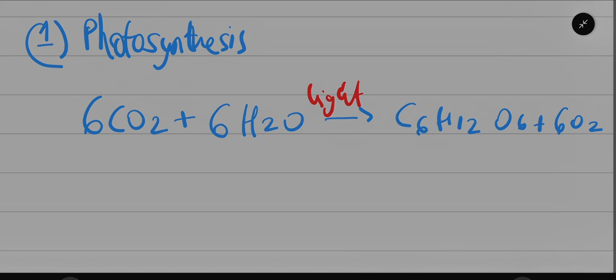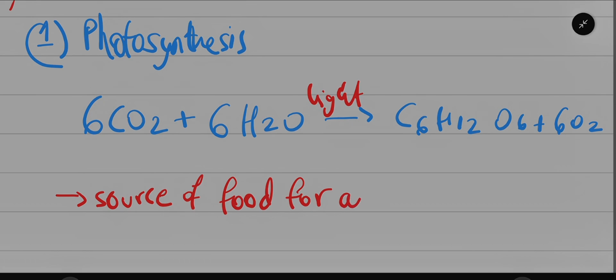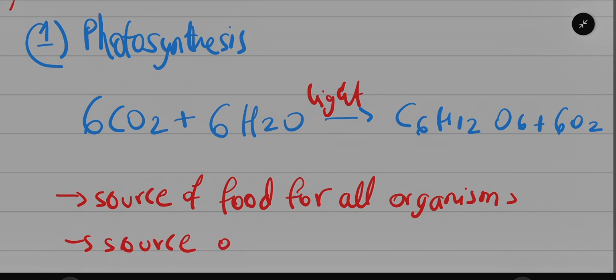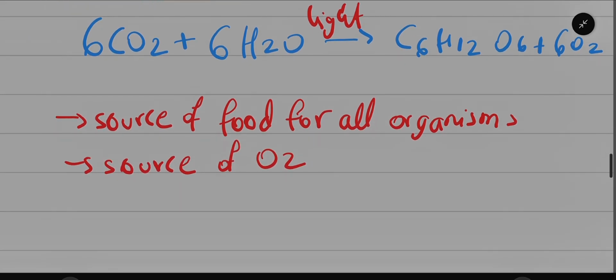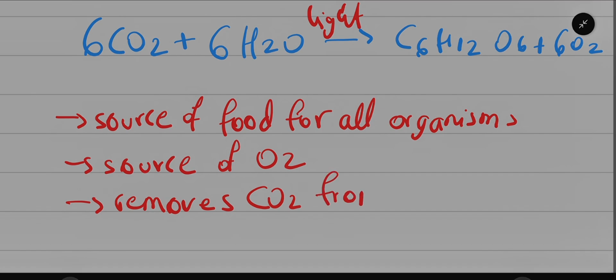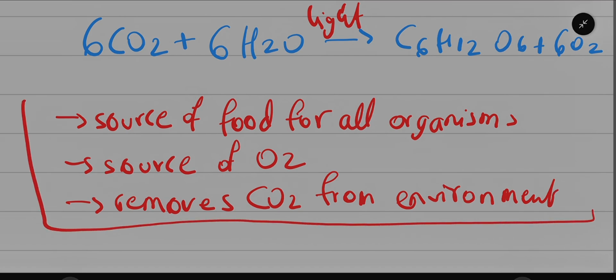So photosynthesis is basically a source of food for all organisms. This is what photosynthesis does. It is a reaction that is happening in plants. It also produces oxygen, which enables us to live. And the last point is that it removes carbon dioxide from the environment. Hence, it reduces global warming. That's why we push for planting more trees and all. This is the real reason.